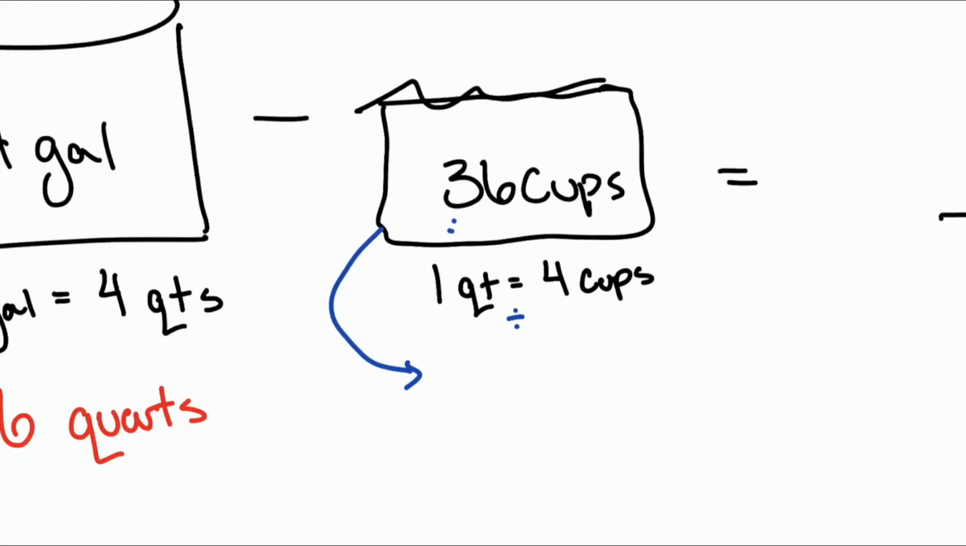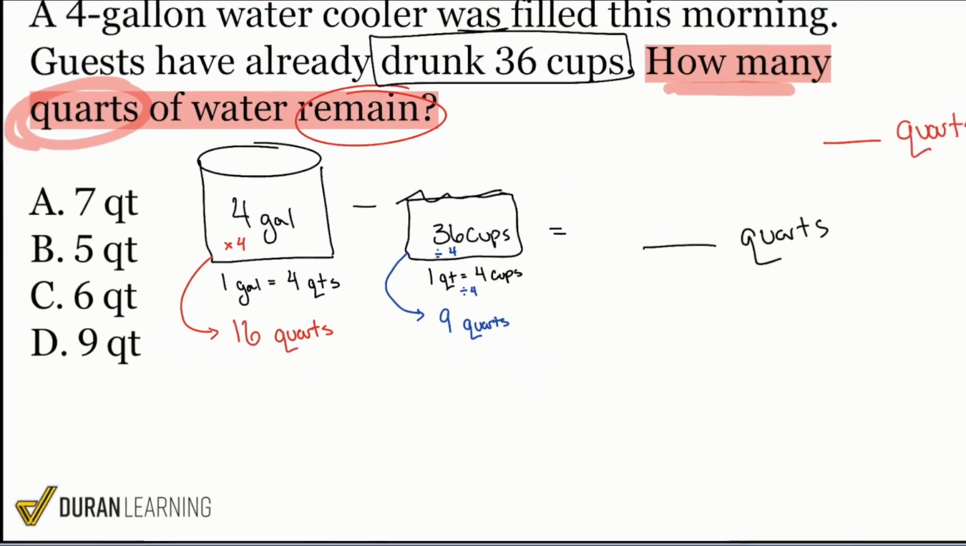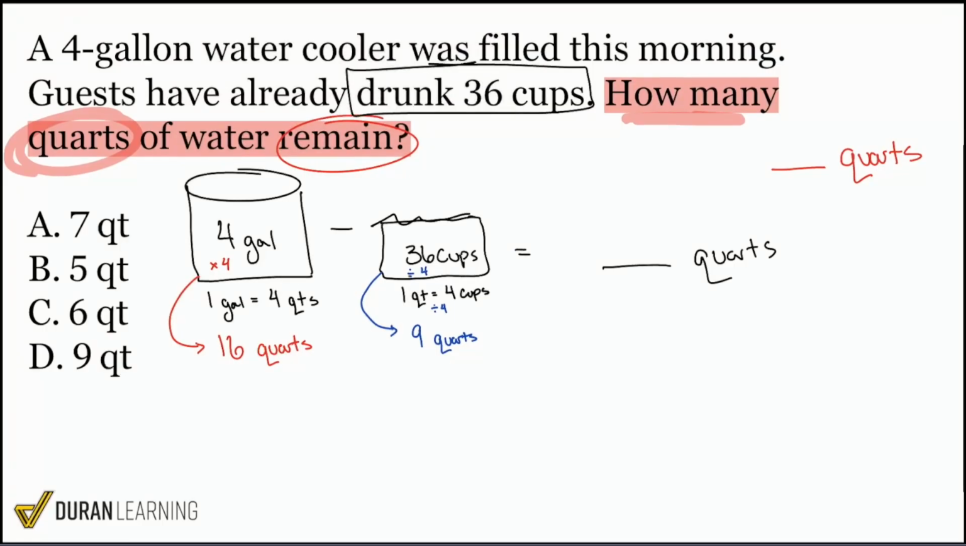So everybody, 36 divided by 4 is going to give us what? That's going to give us 9, exactly. 4 goes into 36 9 times, so we have 9 quarts. So let me zoom back out so I can re-engage with the problem and check this out. We now have 16 quarts. That represents the 4 gallons. It's the same thing, just a different unit.